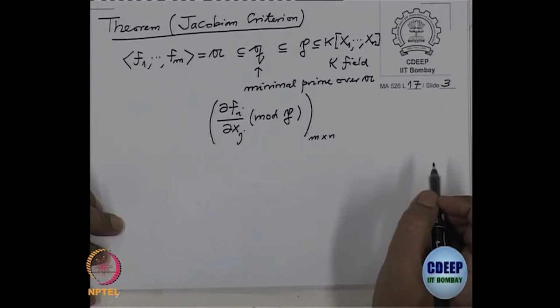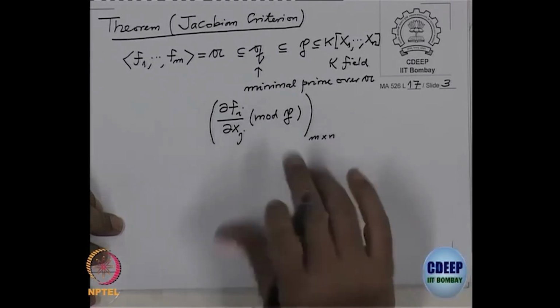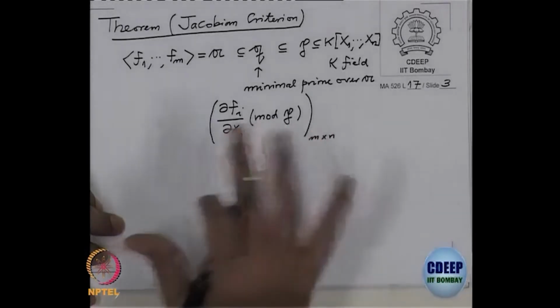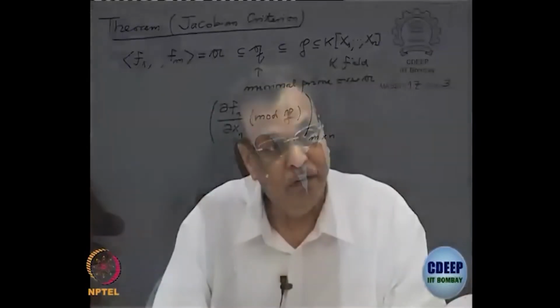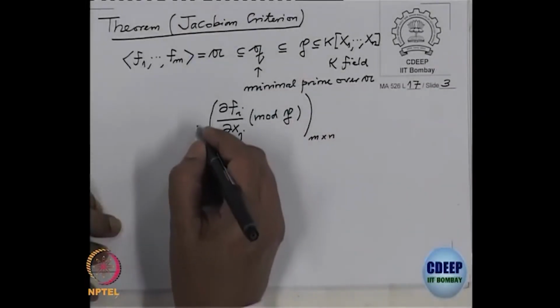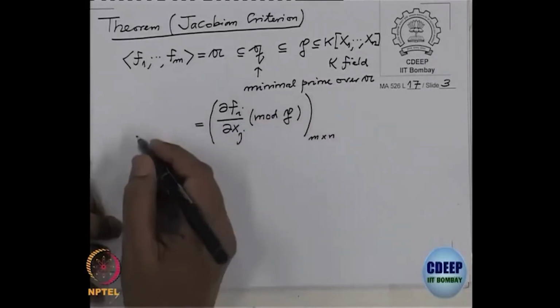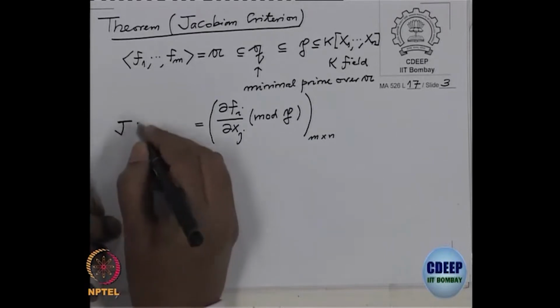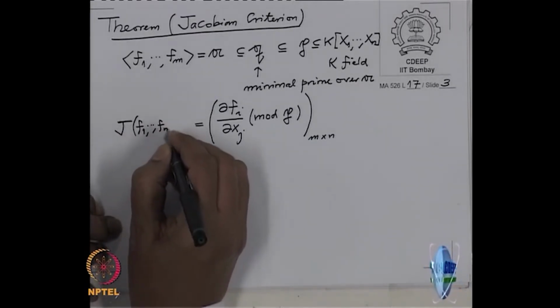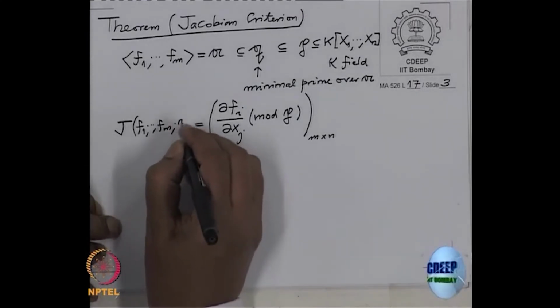Sometimes it might happen that I interchange rows and columns, so you have to watch out. If you have trouble one way, try the other way, but mostly it should be correct. This matrix I want to denote, because every time it is too much to write like that, by J for Jacobian, J(F1,...,Fm; P).